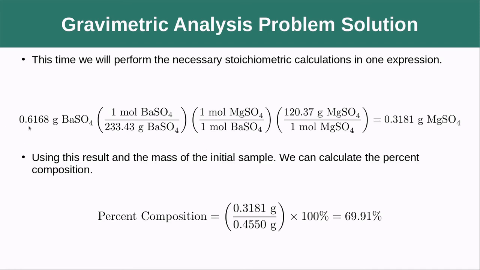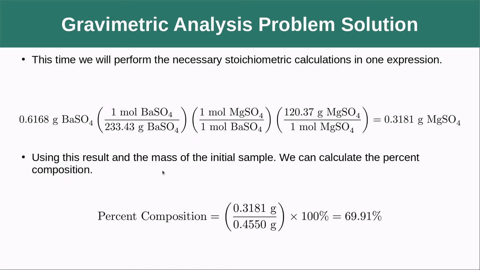From the problem, we know that we have 0.6168 grams of barium sulfate. We can calculate the formula mass of barium sulfate to get the moles of barium sulfate. We have our stoichiometric factor here, 1:1 between barium sulfate and magnesium sulfate. We now have the moles of magnesium sulfate. We multiply by its formula mass that we've calculated, and we get that our final value is going to be 0.3181 grams of magnesium sulfate.